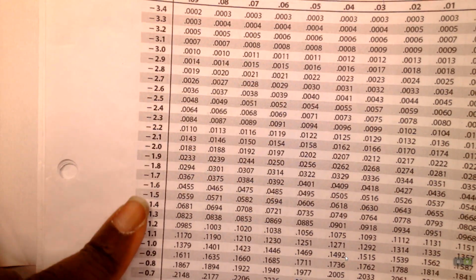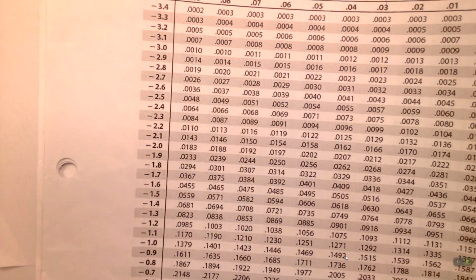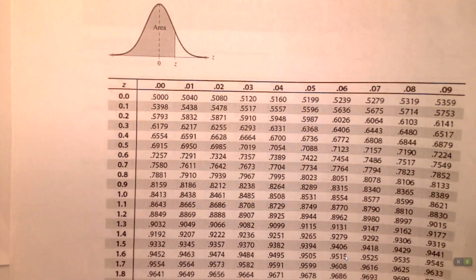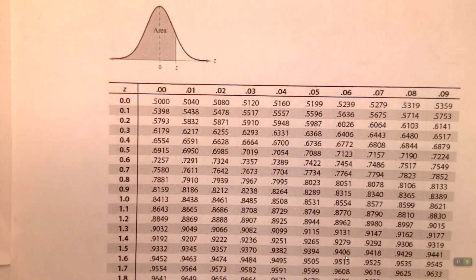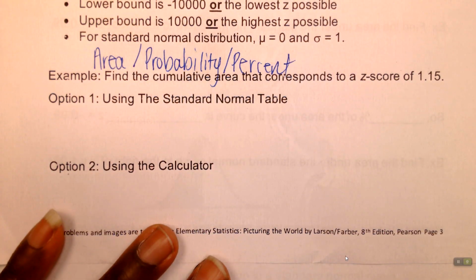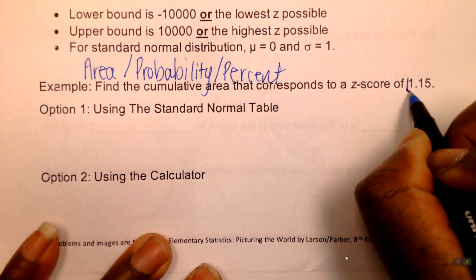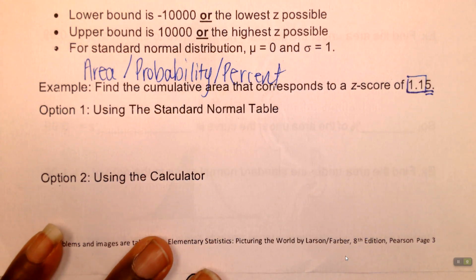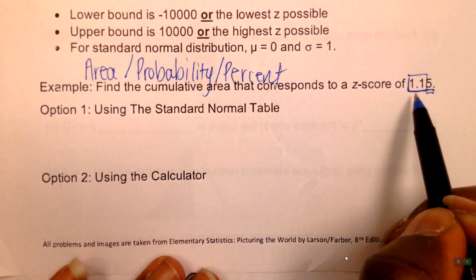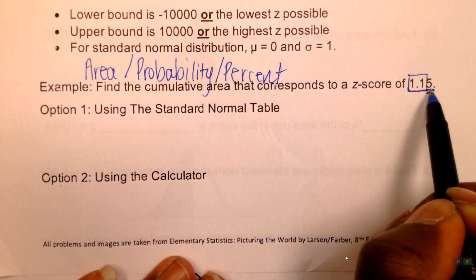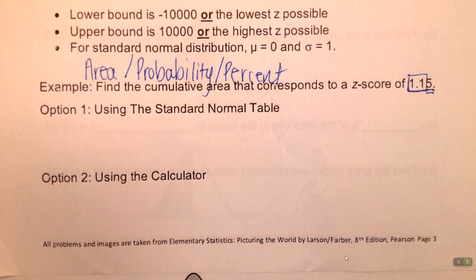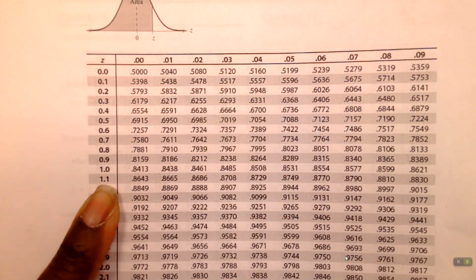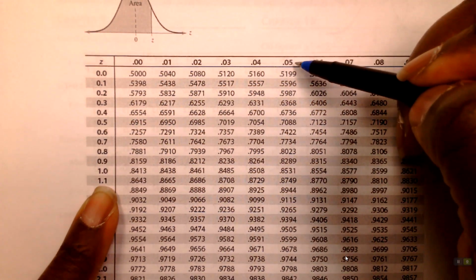The one I used earlier was for negative z-scores. I need to flip my paper to my positive z-scores. I'm going to look for 1.1 and then line it up with my 5. Remember, we always look for the whole number and the tenth, and then line it up with the hundredth spot. So 1.1, then there's the 5.